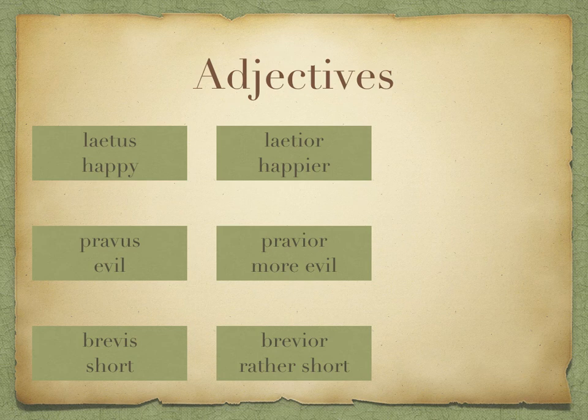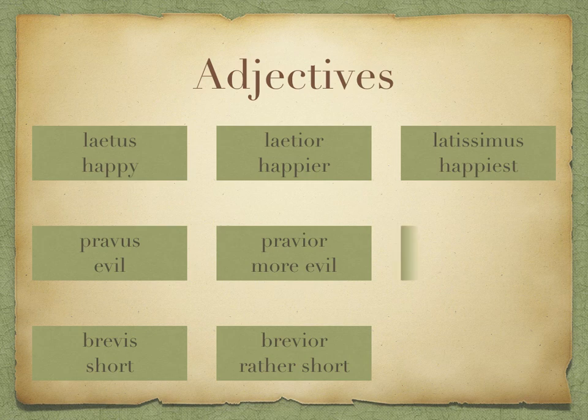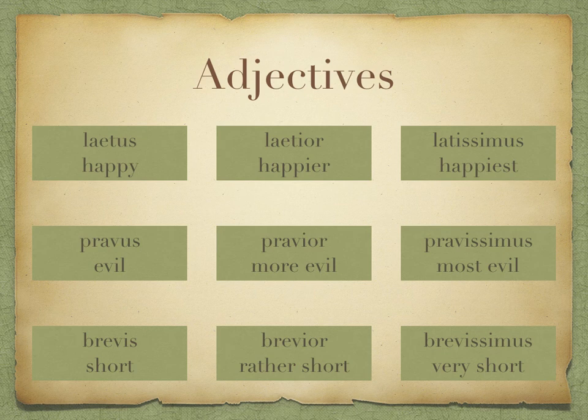To make them superlative, they have a double consonant in them, and then an imos, ima, imum ending, and so on. So lightos becomes lightissimos, pravos becomes pravissimus, and brevus becomes brevissimus. We can translate this as est, most something, or very something.